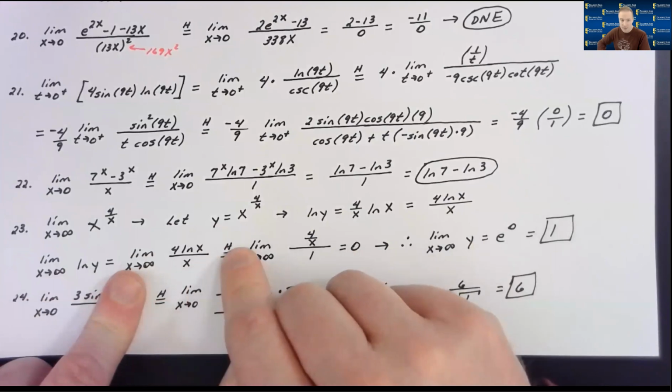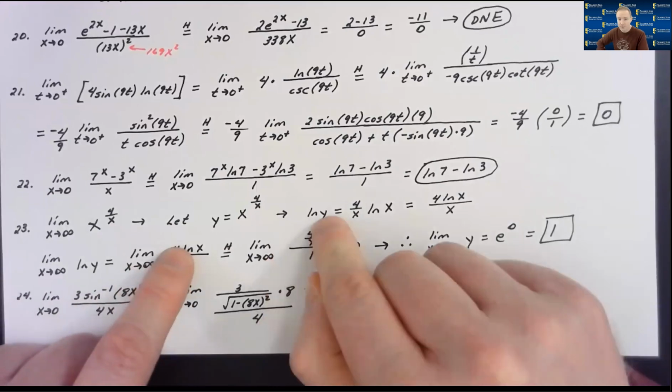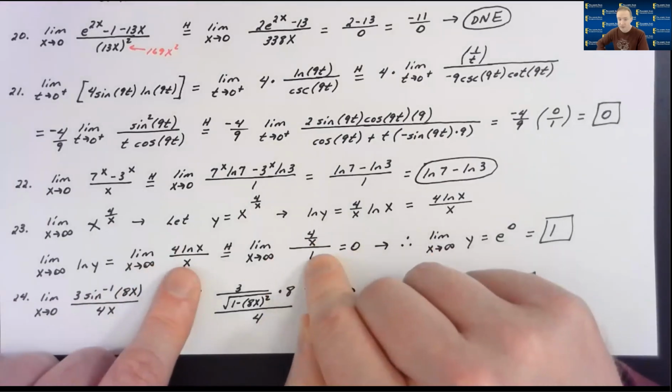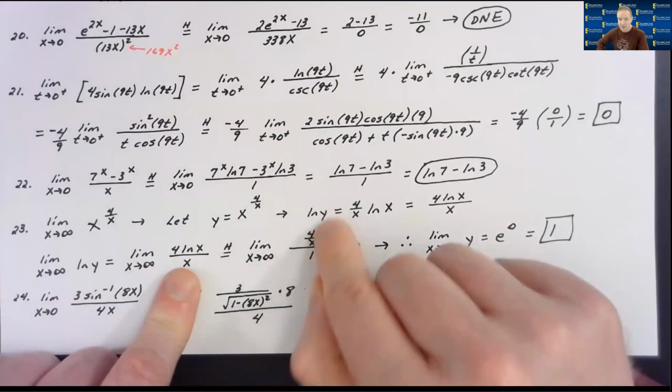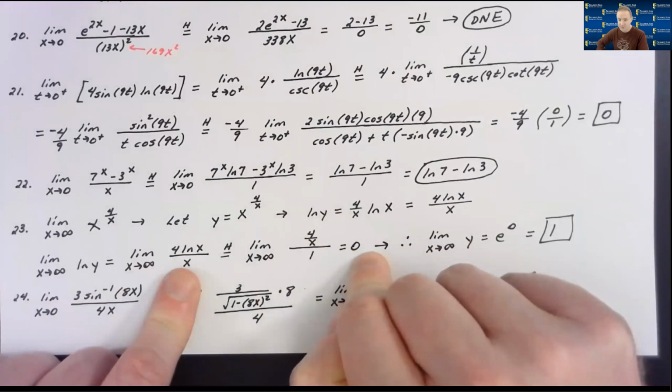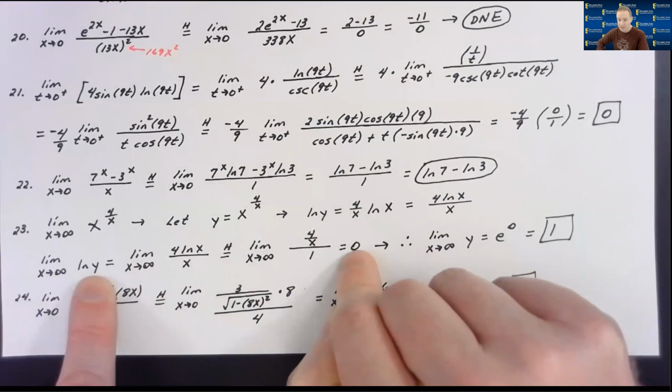I use L'Hopital. Take the derivative of the numerator and you'll get 4 over x. Derivative of the denominator is just 1. So then you can say, can you take the limit as x approaches infinity of that expression? Well, sure. 4 divided by infinity goes to 0. Now, that's the limit as x approaches infinity of the natural log of y is 0.